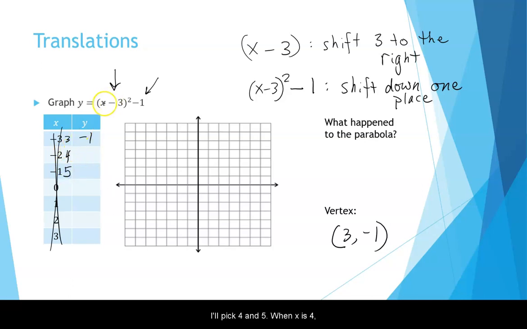When x is 4, 4 minus 3 is 1, 1 squared is 1, 1 minus 1 is 0. When x is 5, 5 minus 3 is 2, 2 squared is 4, 4 minus 1 is 3. Let's do another one. When x is 6, 6 minus 3 is 3, squared is 9, minus 1 is 8. Now I'm going to plot those points knowing that 3 comma negative 1 is our vertex. That's our bounce point. And there is our parabola.